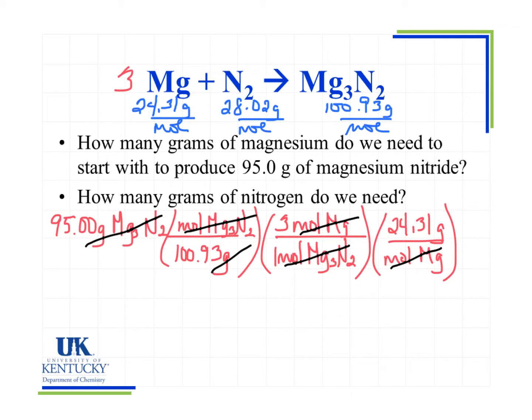So now I need to do the calculation, and what I find is 68.65 grams of magnesium are needed in order to produce the 95 grams of magnesium nitride.